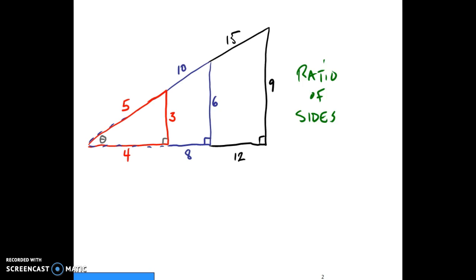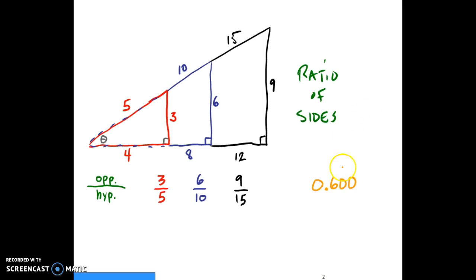Let's talk about the ratio of sides for these similar triangles. For the red, blue, and black triangles, here are the ratios of their opposite sides over their hypotenuse sides. Notice these all reduce to the same ratio, and the decimal form is 0.6 for all of these.